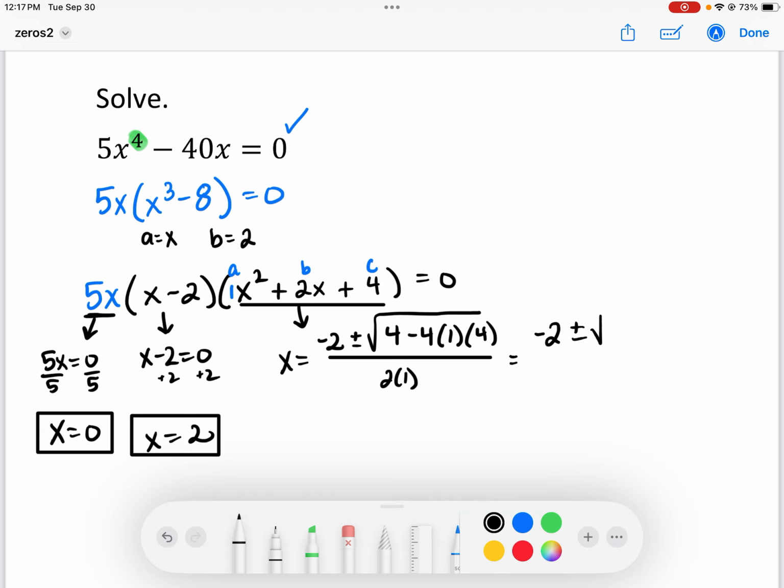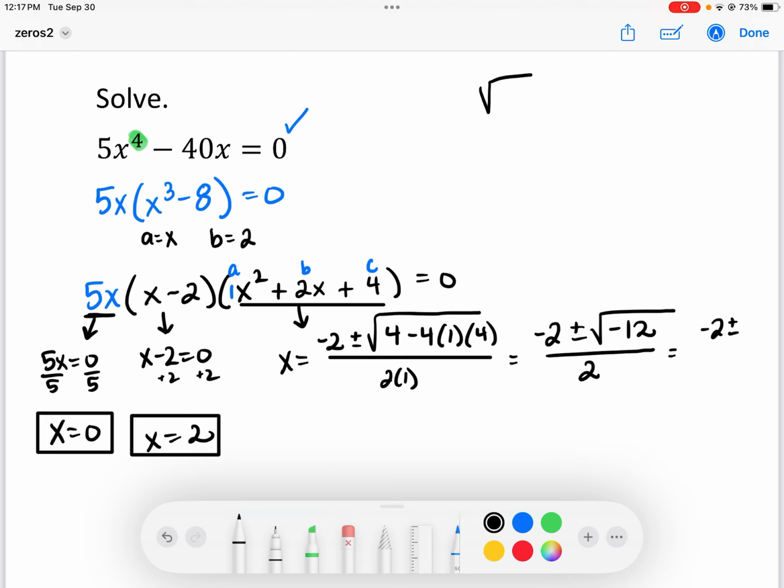At this point, I'm going to go ahead and figure out what's under the square root. So 4 minus 4 times 1 times 4 is negative 12. And then we have that over 2. And then we need to simplify the square root of 12. So we've got negative 2 plus or minus.